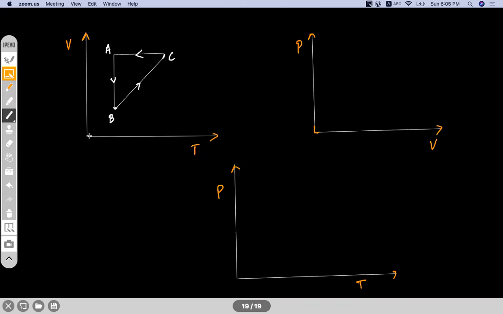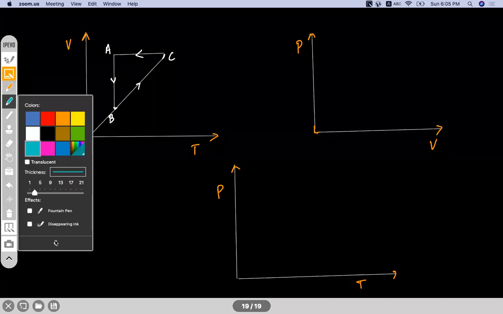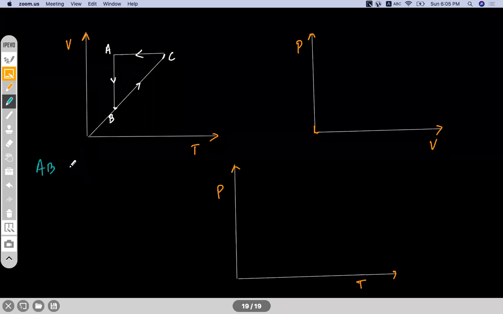Assume this line is passing through origin, right? This is the assumption we have. Okay, understood. So, B to C and A to B. A to B, the process is what? Quickly, I'll write down this. A to B, the process is isothermal.